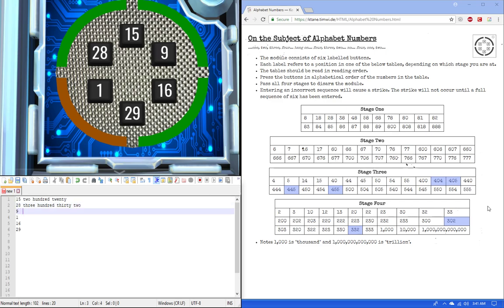We have 9. So this is 11. 10, 9. It's 30. 1 is a 2. 16. So I know that's 11, 12, 13, 14, 15, 16. Is 222. 29, which is going to be right here, which is 333.